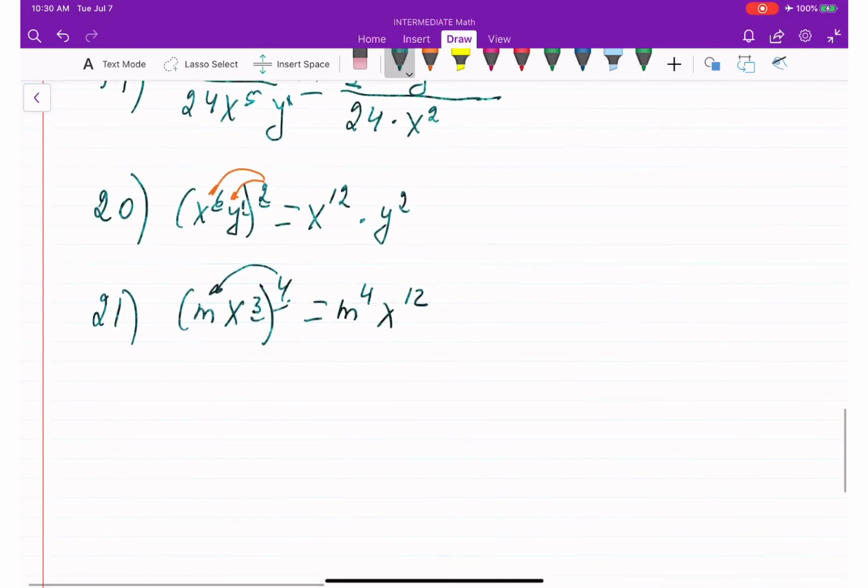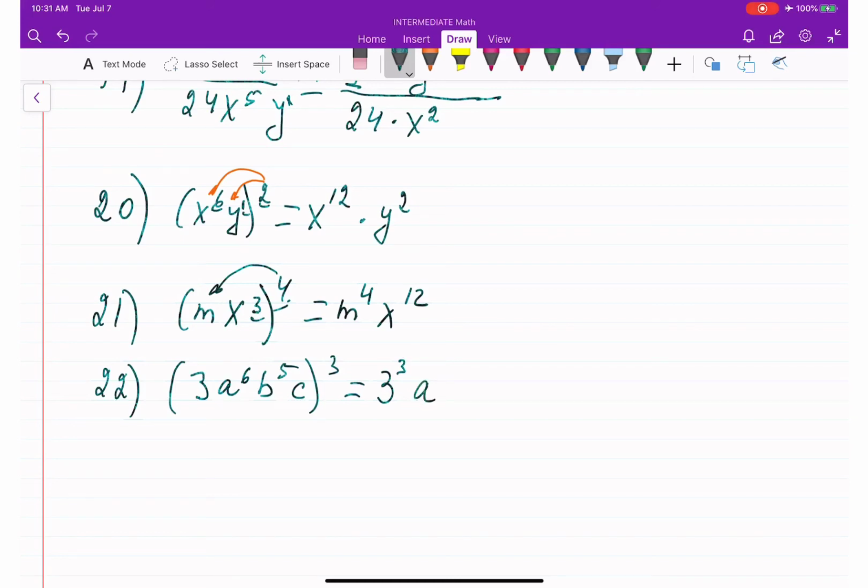Let's do one more. Okay, two more, so I can show division also. So let's assume we have 3, a to 6, b to 5, and c to power 3, all to power 3. What's going to happen? So I'm going to distribute by every single one of them. 3 to power 3, a to power 6 times 3 is 18. B to power 5 times 3 is 15. And then c to power 3, it's going to be c to power 3. All right, so what do we have here? 3 to power 3 is 27. The rest stays the same. a to 18, b to 15, and c cubed. Okay?